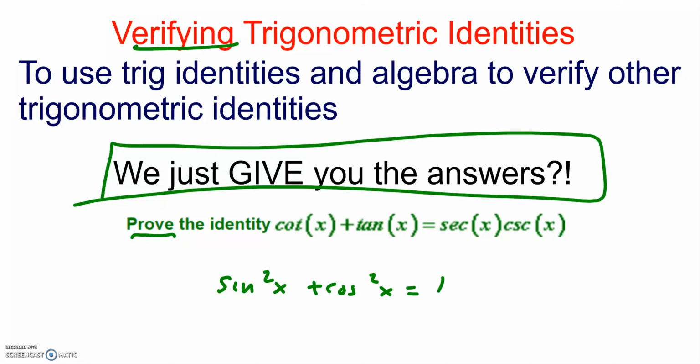And here's how you go about proving these identities. You need to start with one side and prove that the other side is equal. So what we could do is start with this side and try to manipulate that to get here, or we could start with this side and manipulate it to get here. Never are you going to do both sides at the same time, because you need to make sure that one is the same as the other.